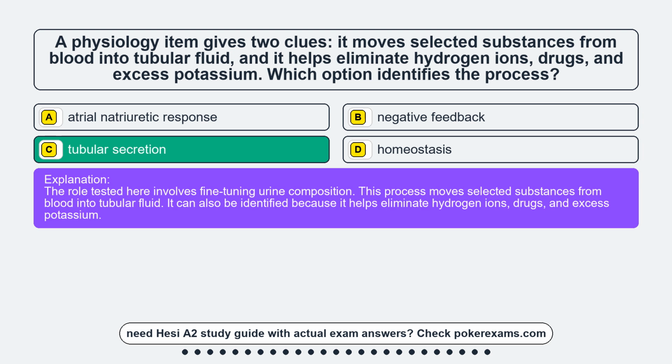The role tested here involves fine-tuning urine composition. This process moves selected substances from blood into tubular fluid. It can also be identified because it helps eliminate hydrogen ions, drugs, and excess potassium.